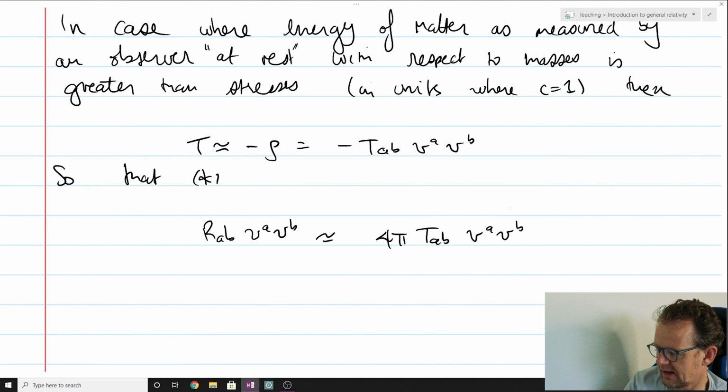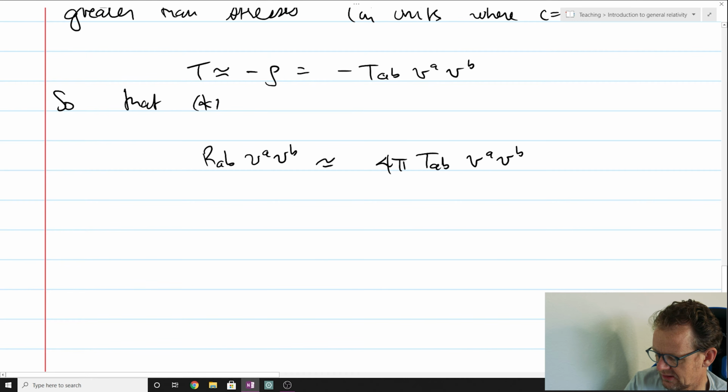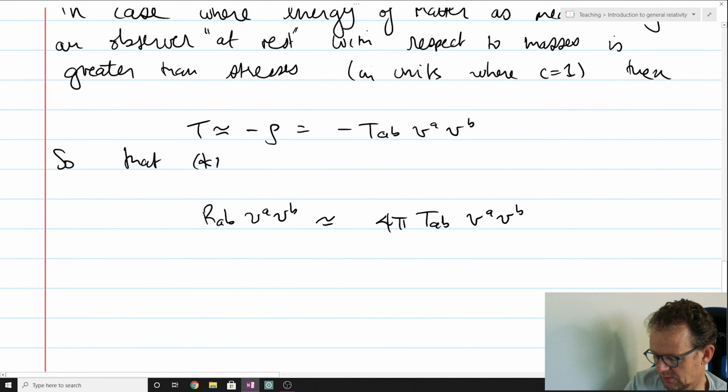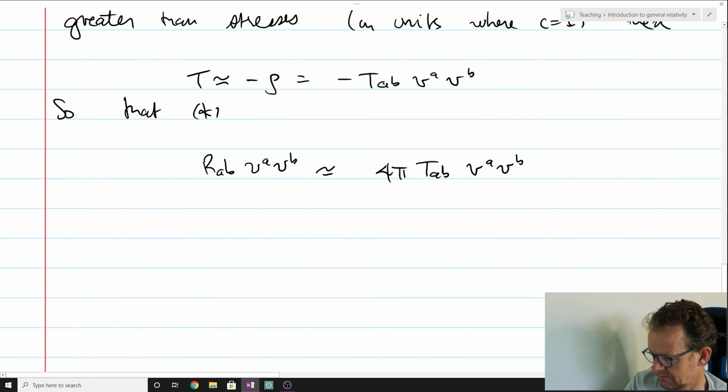So in this particular case, you can see that the geometry is directly determined by the distribution of stress energy. However, a warning is that this will not always be the case.